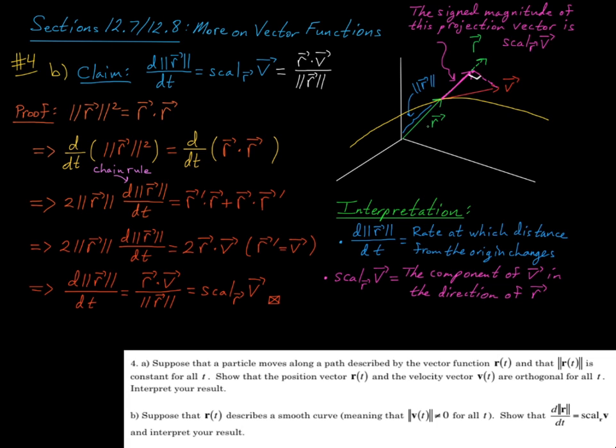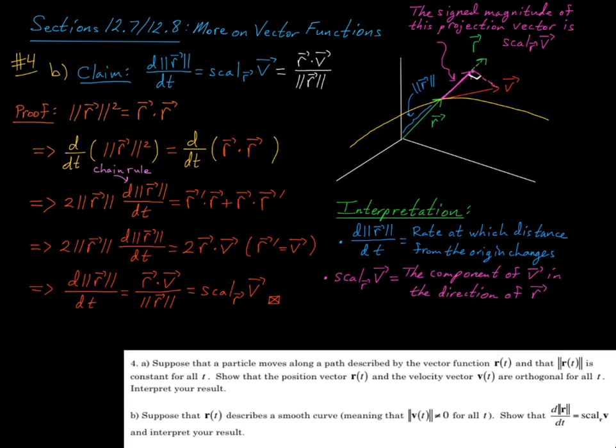As I've already said, the magnitude of our position vector is really our distance from the origin. And so this derivative is measuring the rate at which our distance from the origin changes. What this result says that we just proved is that the rate at which our distance from the origin changes is equal to the scalar projection of V onto R.